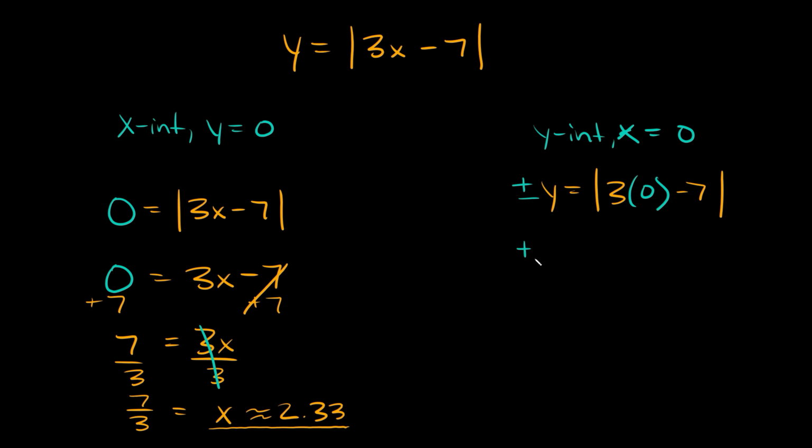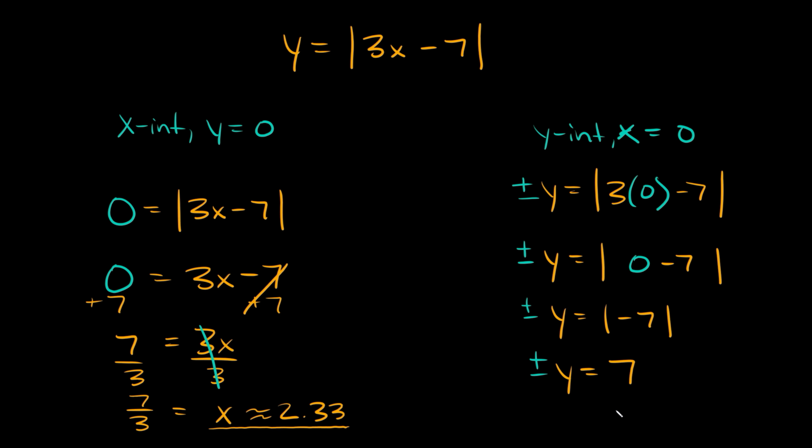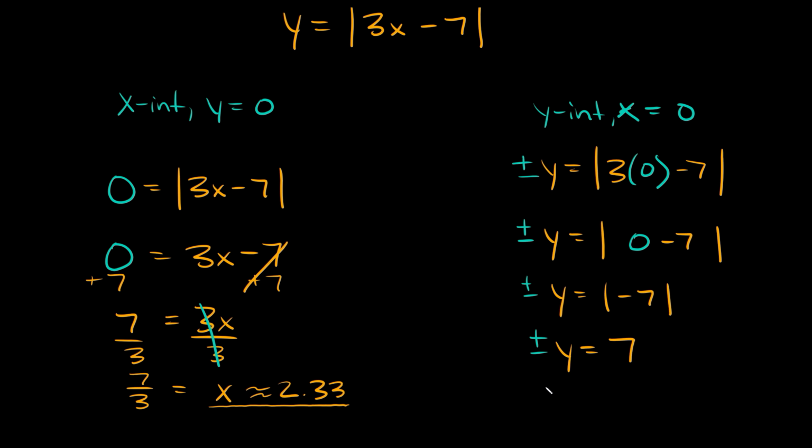All right, so here we're going to have that positive or minus y is equal to the absolute value of 3 times 0, that's just equal to 0. And so here we get 0 minus 7, and 0 minus 7 is just negative 7, right? So we get plus or minus y is equal to the absolute value of negative 7, which is equal to just 7. So we have positive or negative y is equal to 7. Okay, now, as you can see, we basically wind up with 2 answers. So we have positive y is equal to 7, and we also get negative y is equal to 7.